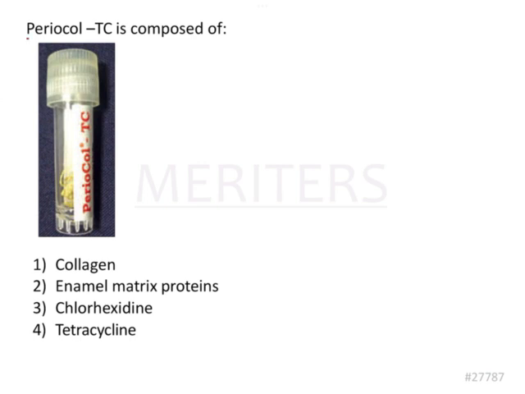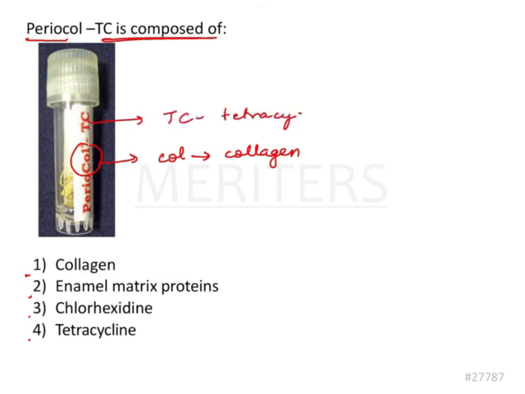The question is, Periocol TC is composed of, okay, and they have given a bottle of Periocol TC. Options are collagen, enamel matrix proteins, chlorhexidine and tetracycline. Now looking at the question, we have "col" that suggests collagen and we have "TC" that suggests tetracycline. Okay, that is clear. So the options collagen and tetracycline are somewhat relevant to this question. Enamel matrix proteins and chlorhexidine are eliminated.